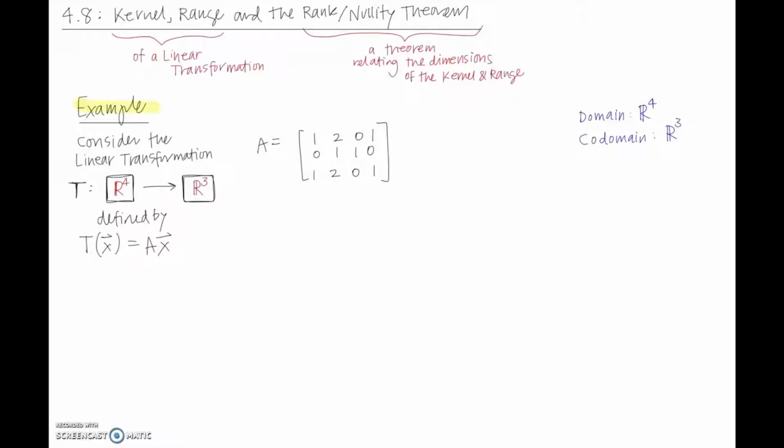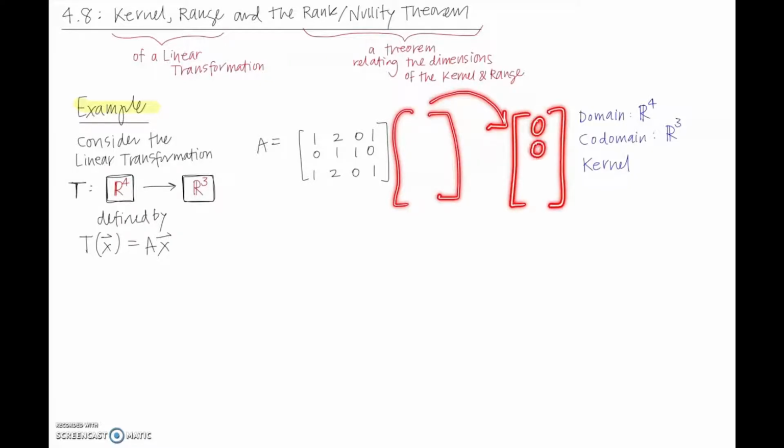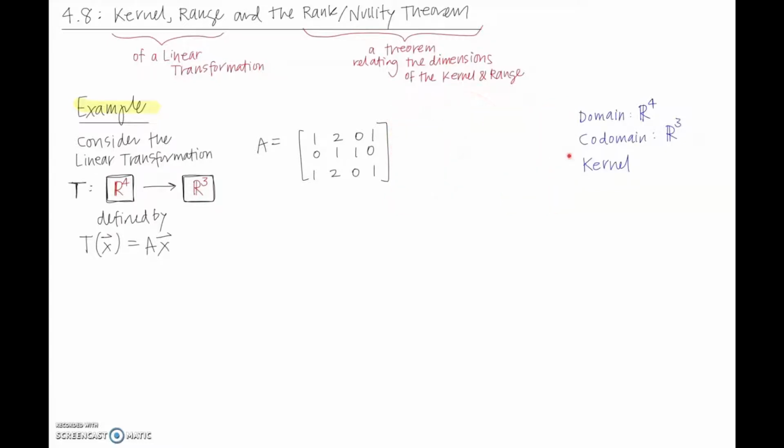I'm now going to define a new vector space called the kernel. And this is going to be the set of all vectors in R4 that when you put them through this transformation, they all get sent to the 0 vector. So this is a very important set in the domain. All of these guys through the transformation are going to go to the 0 vector in the codomain.